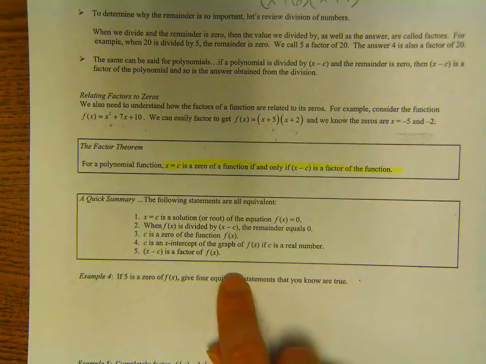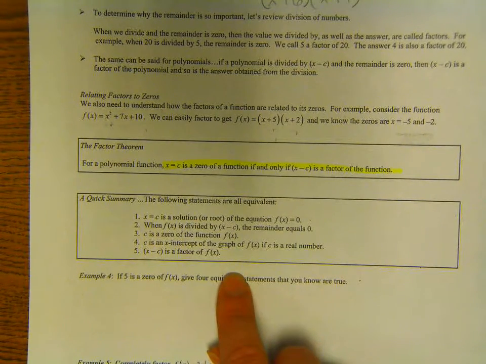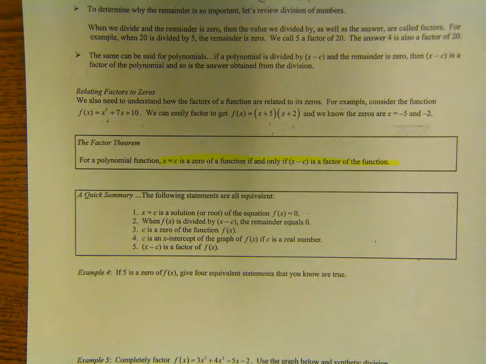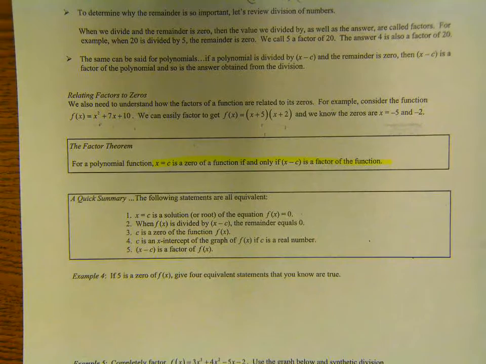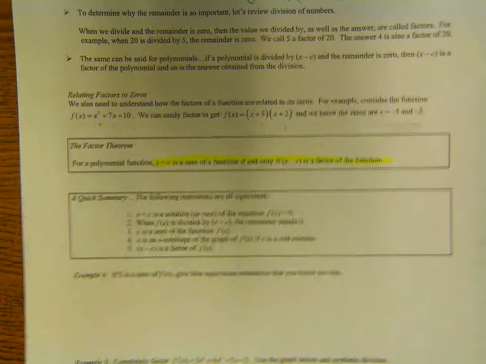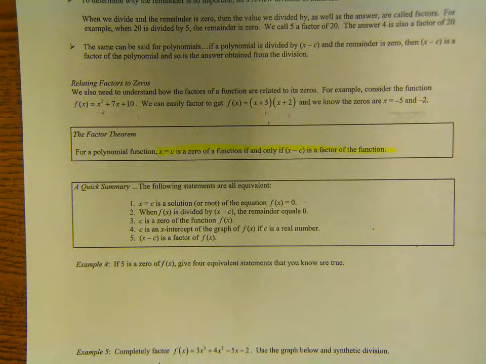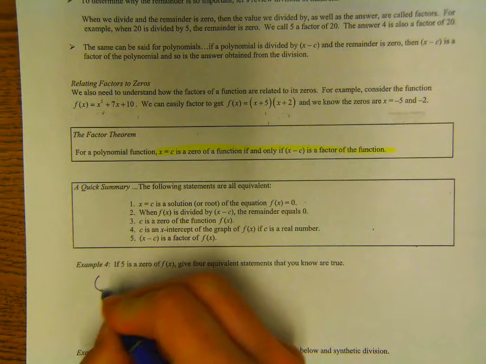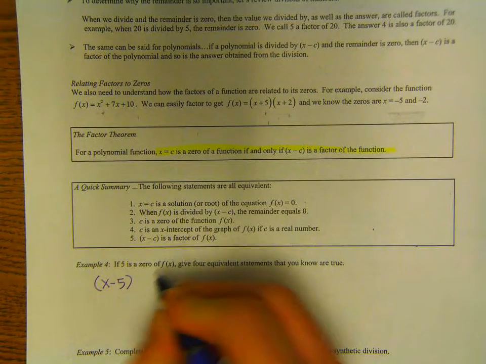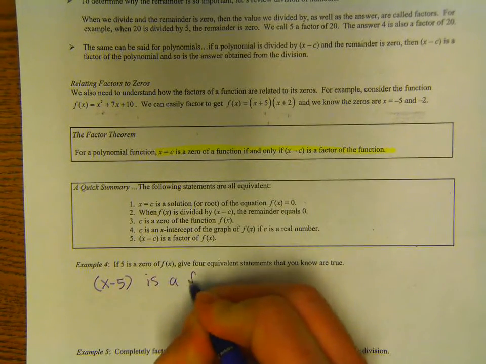Okay, so we're going to refer to this list. So let's try it. Let's say the only thing I told you was 5 is a zero of f of x. Can you tell me then 4 equivalent statements that you know are true? Somebody tell me one. Good. X minus 5 is a factor of f of x. Very nice.